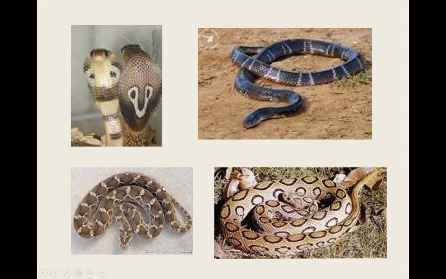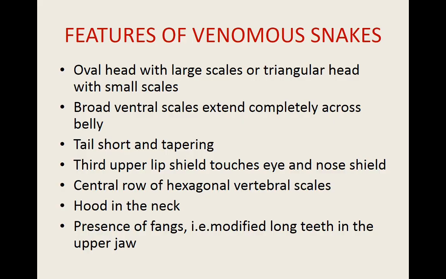And here, the tail is short and tapering in the viper. The head is triangular. You can see these wavy marks across the body. The head also has an arrow-shaped mark, with the apex pointing towards the snout. And the main feature of a poisonous snake is the presence of fangs, modified long teeth in the upper jaw.